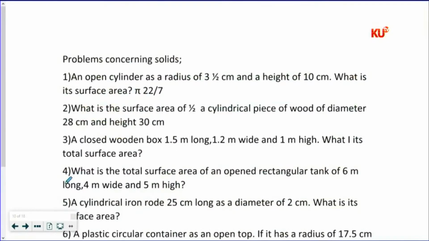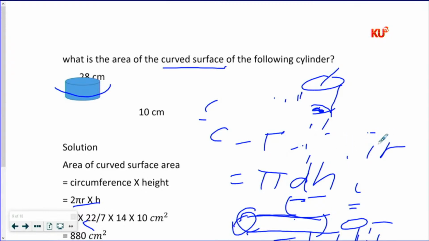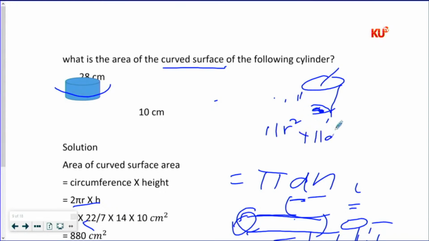But what about in a case where we are given a cylinder, and we've been told that this cylinder is open on the top? This is not there. The formula we use will have the area of the bottom part, which is a circular shape, which will give us pi r squared, plus the area of the curved part, which will be pi d h.